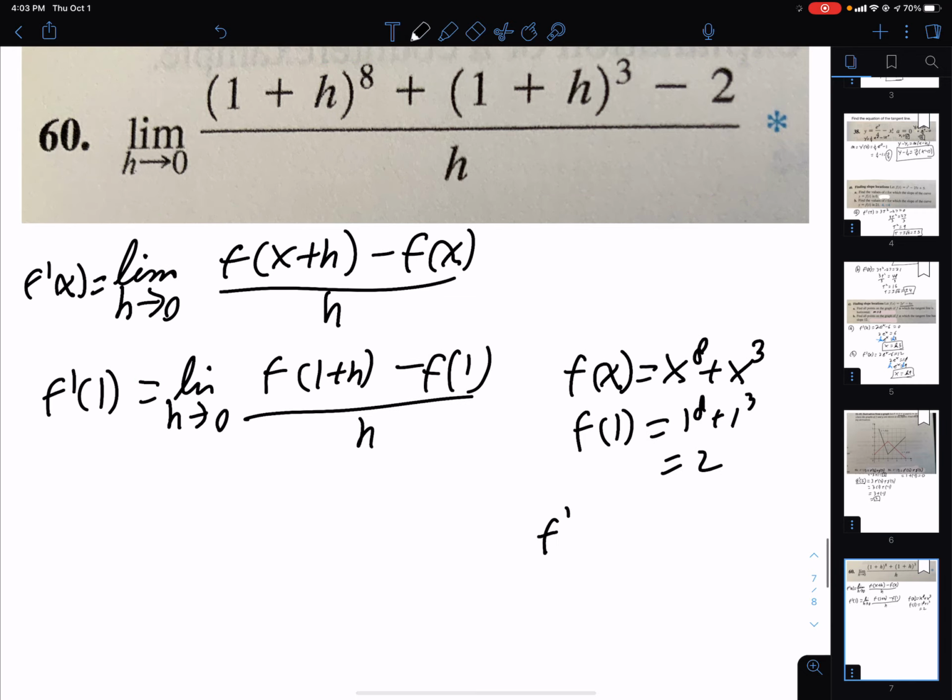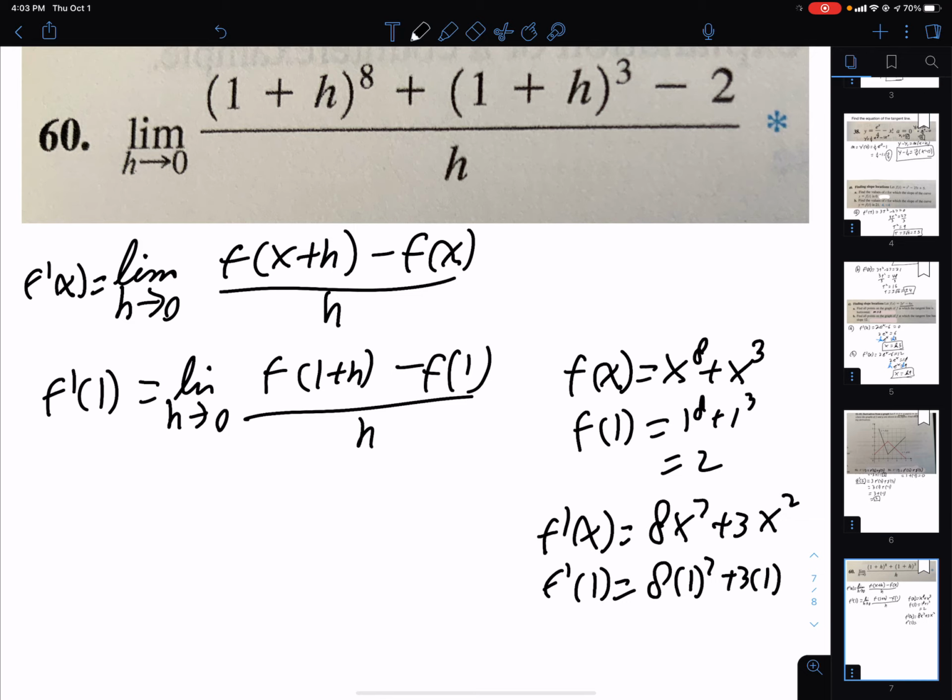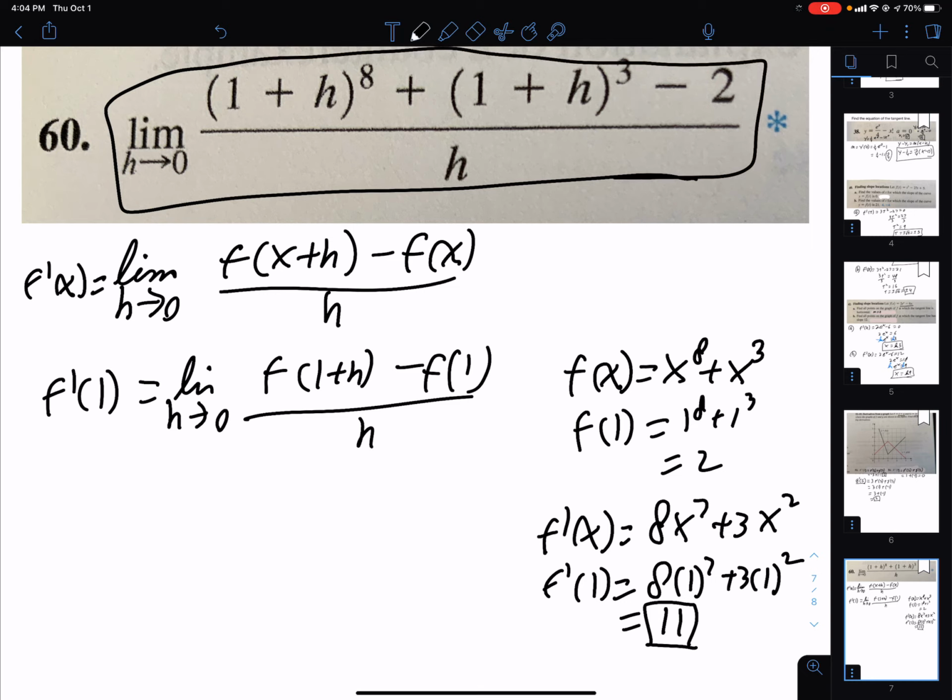Well, I can find f prime of x. Let's use our derivative rules of that. I bring the 8 in front, decrease the 8 to a 7. I bring the 3 in front, decrease the x to a 2. Now I plug in 1, and I get 8 times 1 to the 7th plus 3 times 1 squared, and that gives me 11. That is the answer to this limit, because I recognize this is a derivative, and instead of figuring out that limit, I realize it's actually the derivative of f.